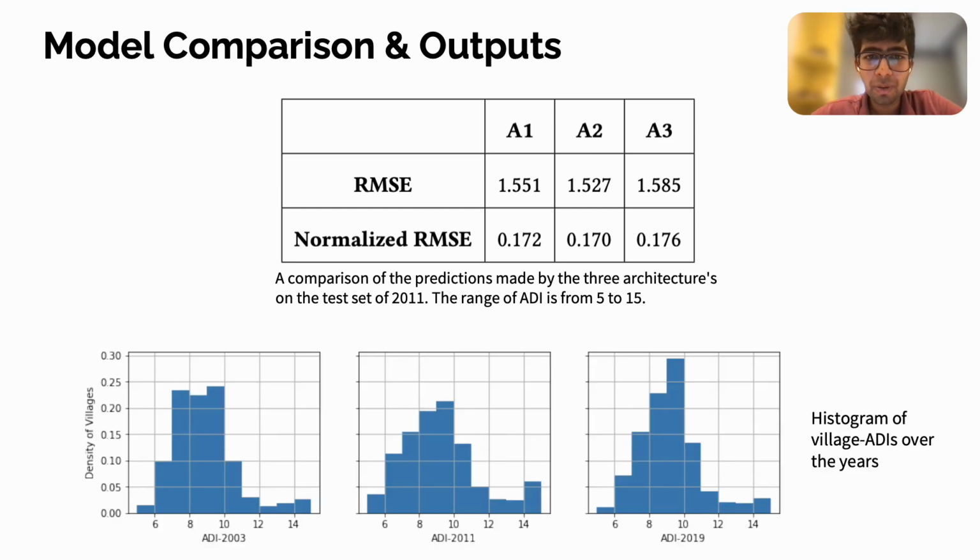This plot below shows the histogram of village ADI over the years. We can notice the peak density of ADI shifting towards right over the years, which indicates development.